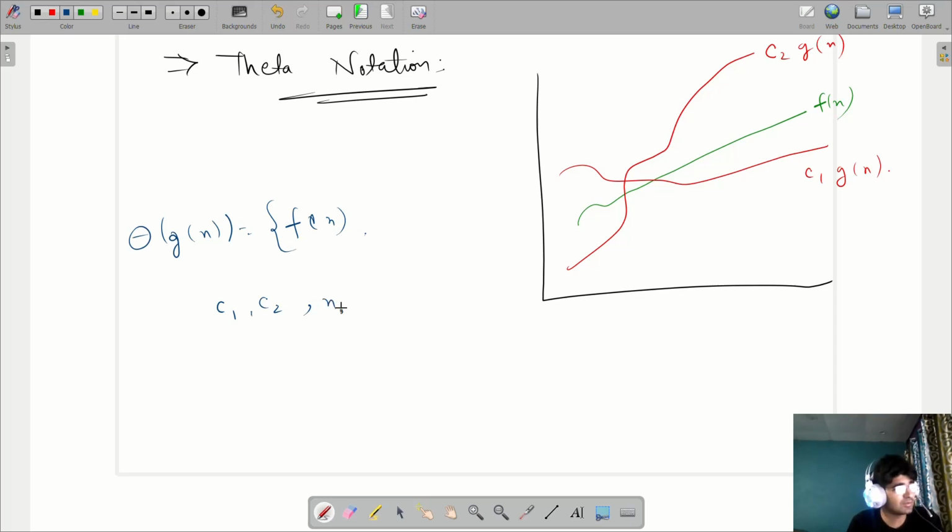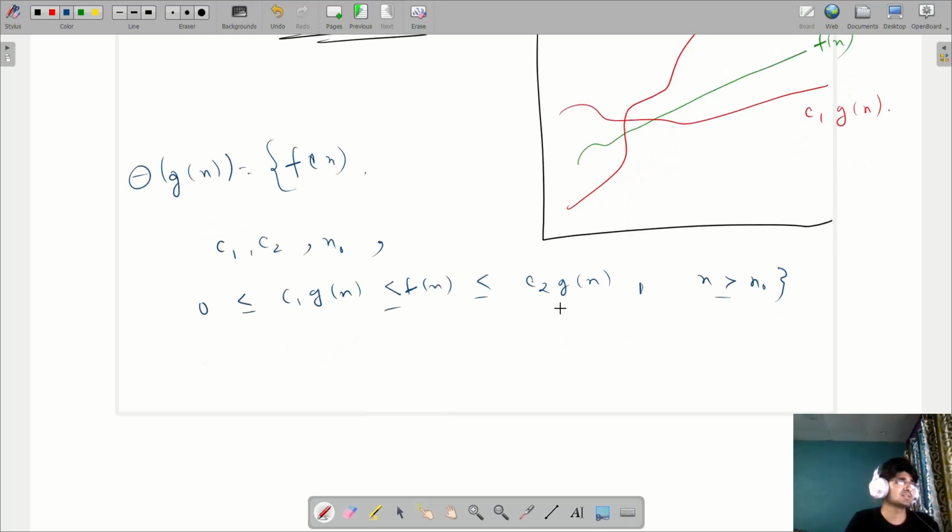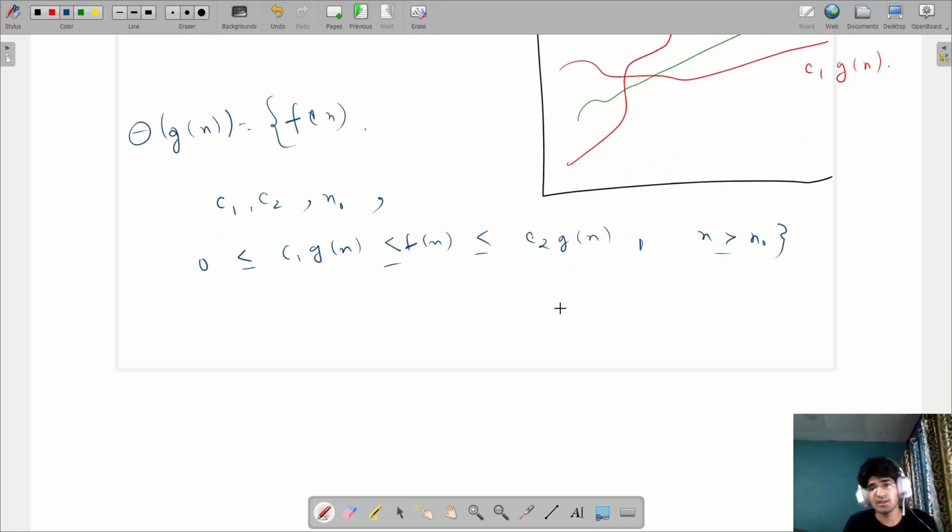And also n naught, right? Such that 0 will be less than c1 gn less than fn. Fn is going to be sandwiched between c1 gn and c2 gn for any value that you take that is greater than or equivalent to n naught, right? This is the simplest mathematical formula that you would get. And gn now is an asymptotic tight bound for fn, and theta gn is the set of functions with the same order of growth as gn.